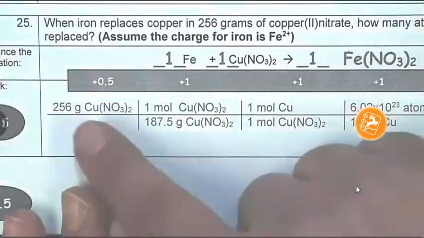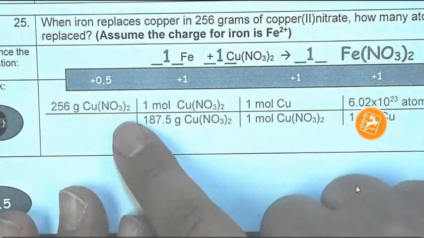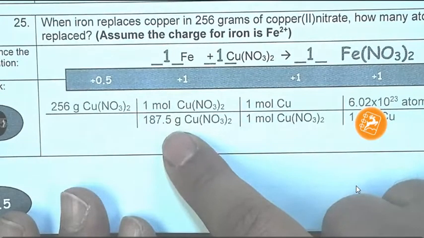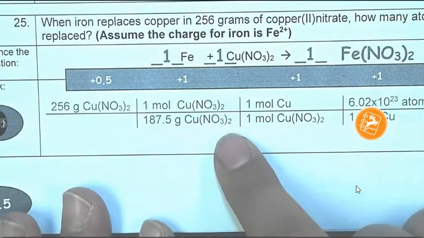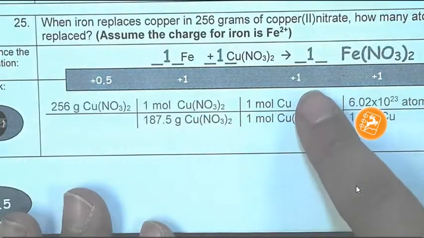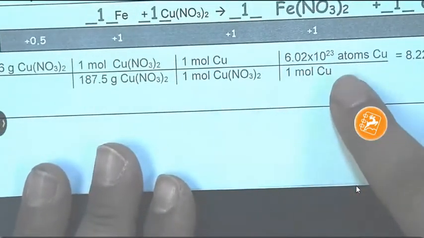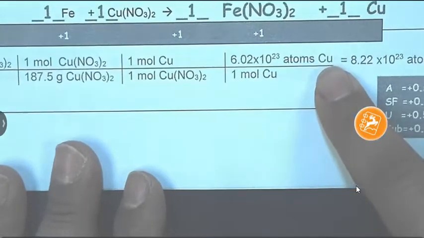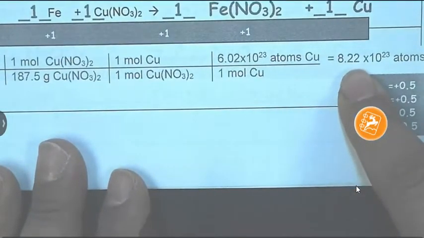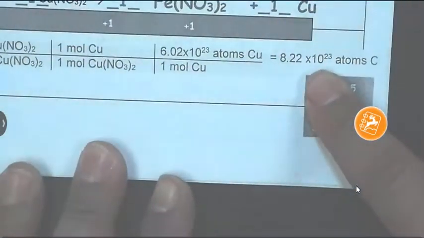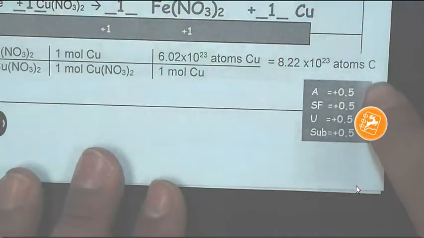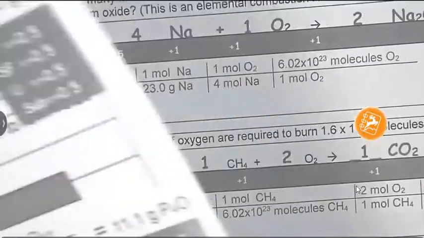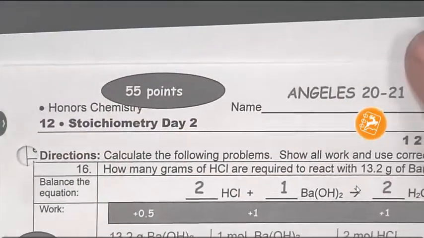Last one, 256 grams of Cu(NO3)2, times 1 mole over 187.5 grams of Cu(NO3)2. Mole to mole ratio, 6.02 times 10 to the 23 atoms of Cu. That gives you 8.22 times 10 to the 23 atoms of Cu. So then you should have a score out of 55.